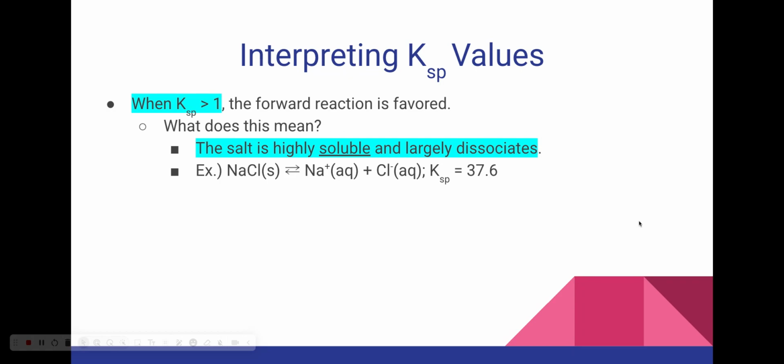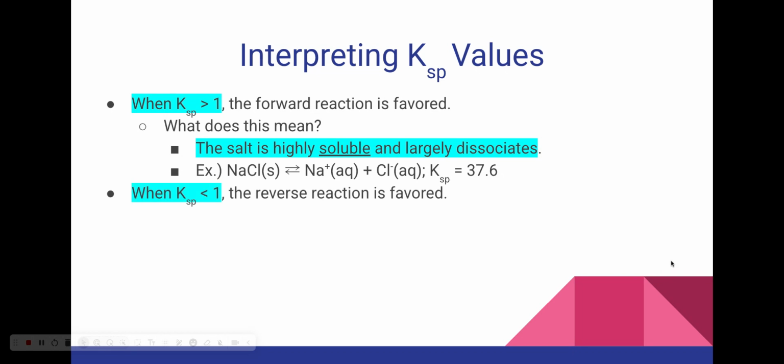So we've got sodium chloride's dissolution equation, which is sodium chloride salt in equilibrium with sodium ion, which is aqueous, plus chloride ion, which is aqueous. It has a KSP of 37.6. We know that means that the products are going to be favored in this case. And what are those products? The aqueous ions of sodium and chloride, respectively.